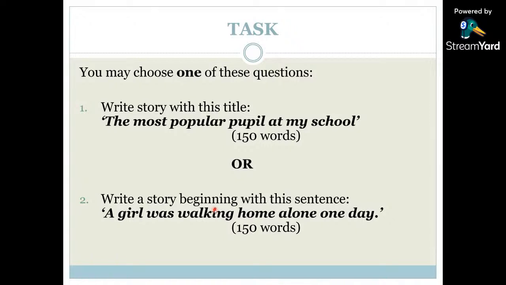Okay, that's an idea. Write a story beginning with this sentence: A girl was walking home alone one day. Jadi seorang budak perempuan berjalan pulang ke rumah sendirian pada suatu hari.